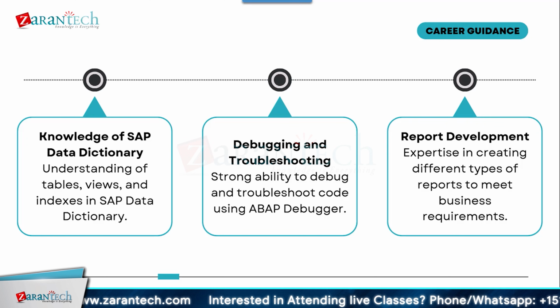Debugging and troubleshooting is also another critical skill. Developers must be able to effectively debug code to identify and fix any errors. So using the ABAP debugger, developers can inspect the flow of the program, check internal tables, and monitor variables. For instance, if a report is not producing the correct output, debugging helps pinpoint the root cause for that.